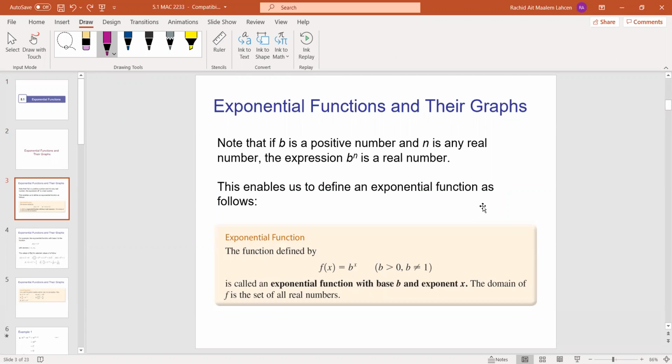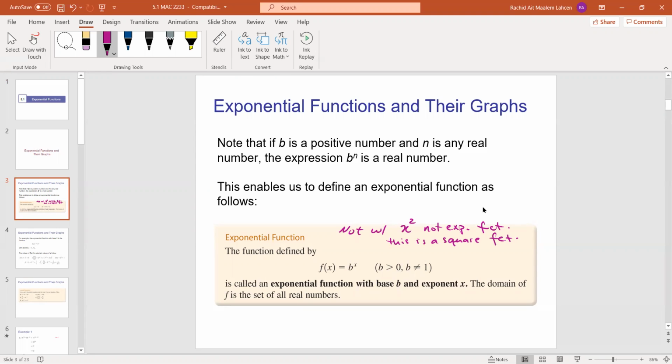So, if you look at exponential functions, by definition, you have f of x equal b to the x. So x is the exponent, not to be mixed or confused with something like x squared. This is not an exponential function, right? This is a square function.